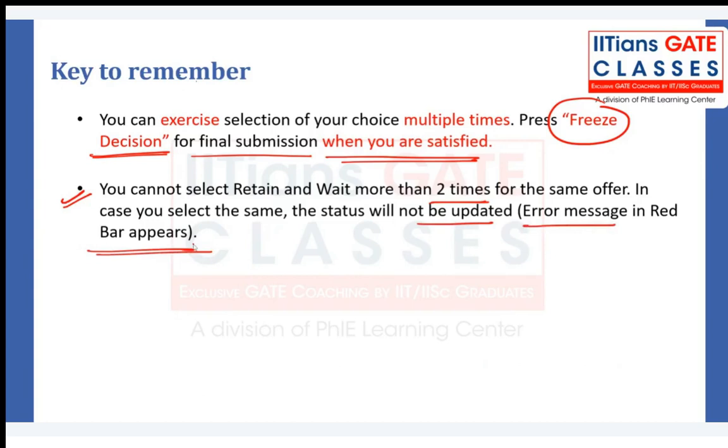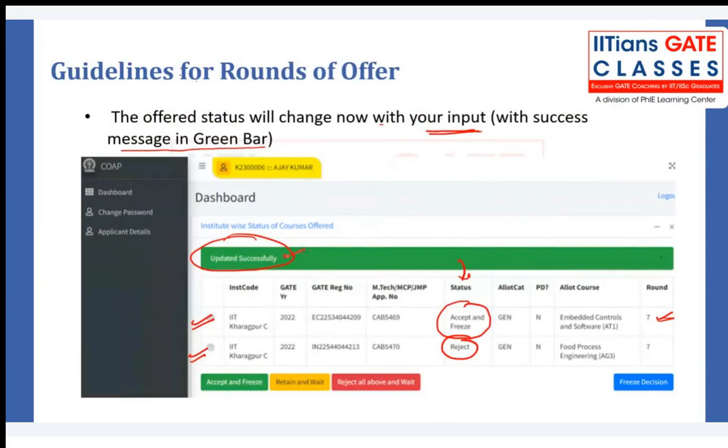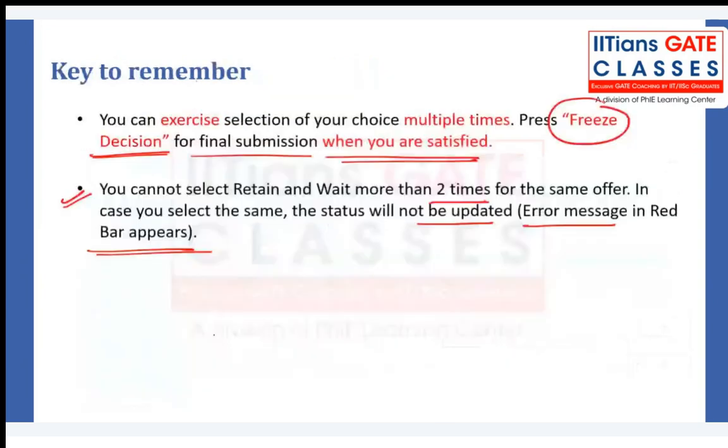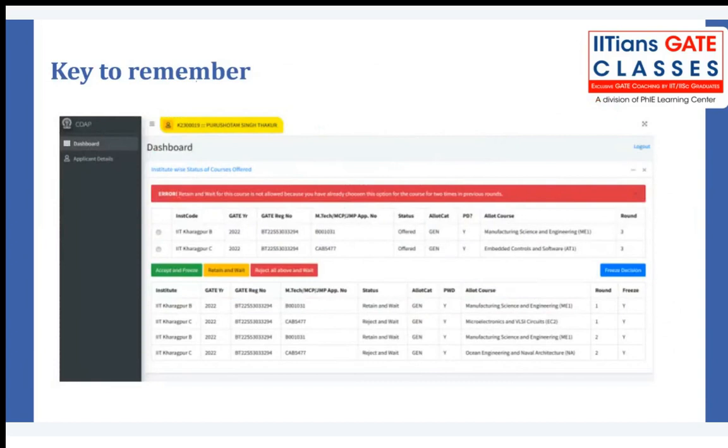Okay, so just like you have selected something, you got update successful in the green bar. But here, if you're going to retain and wait for more than 2 times, suppose you got the same offer in the second round also, and you put retain and wait again, there will be some error. You see here, you have got these two offers, again the same offers, right? Understood? So if you do it again, you can see there will be this kind of error, the red bar error.